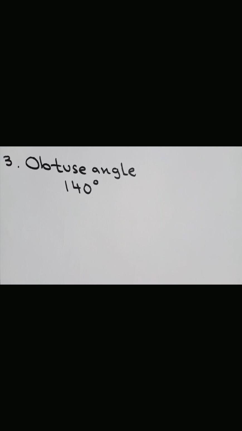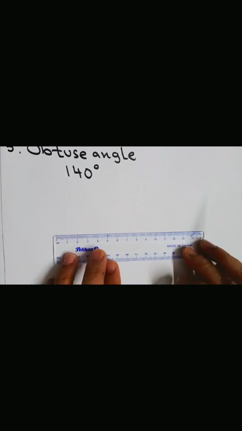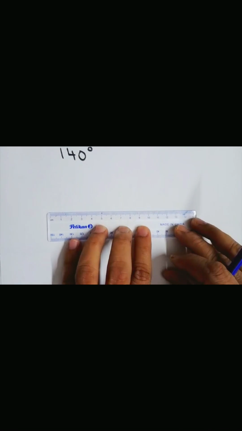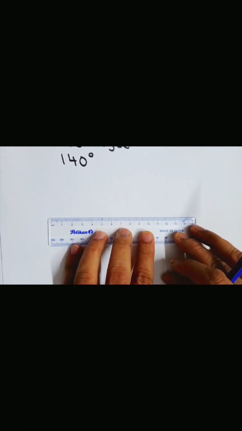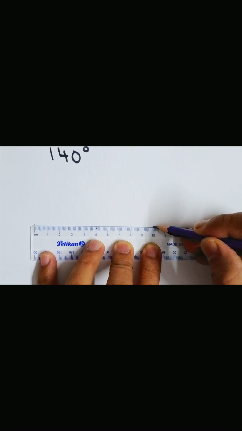The first step is to draw a line of 8 or 10 centimeters. It's up to you. Here I am taking 10 centimeters. Here is point A, at 0, so put a dot. This is point A and this is point B, at 10. Join them. It is AB, of 10 centimeters. So write it down. After that, it is of 140 degrees.